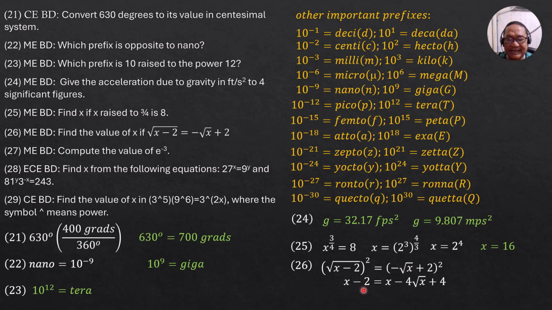Then we can cancel x. Then this becomes 4 square root of x equals 4 plus 2, which is 6. 4 square root of x is 6. Then this reduces to square root of x equals 3 halves. Square of 3 halves is 9 over 4. So therefore, x is 9 over 4.